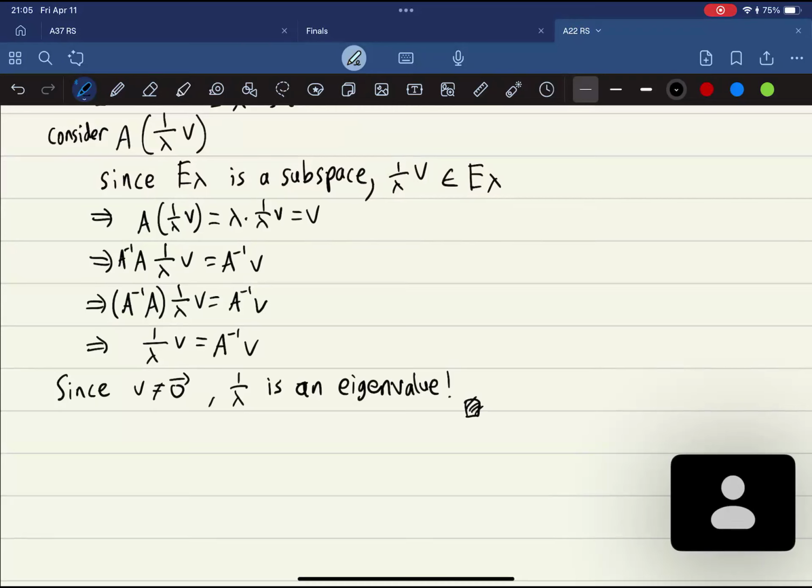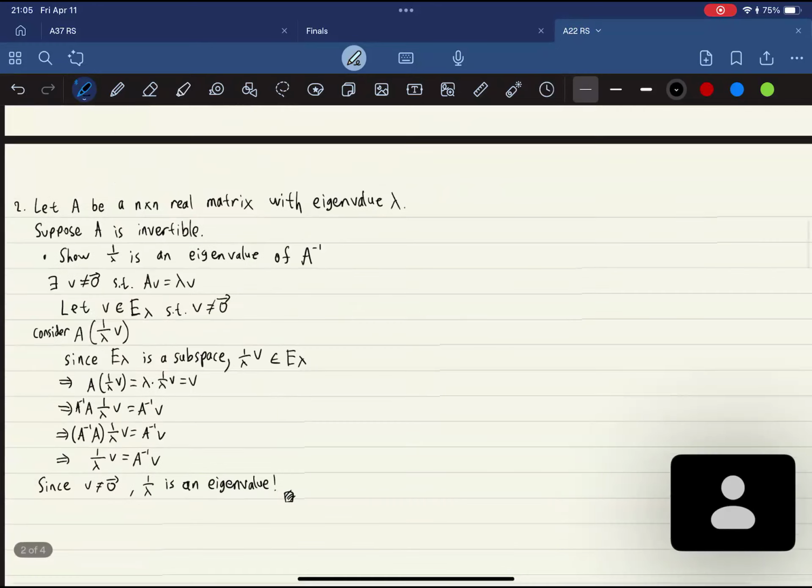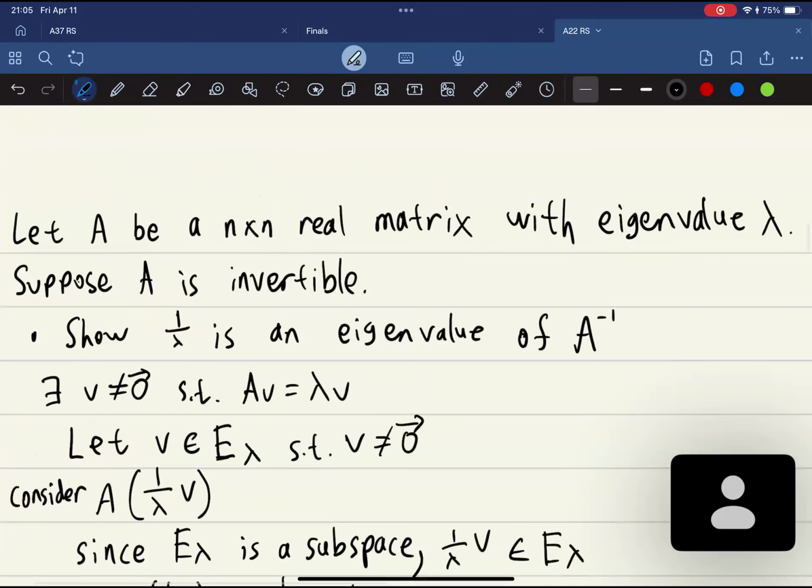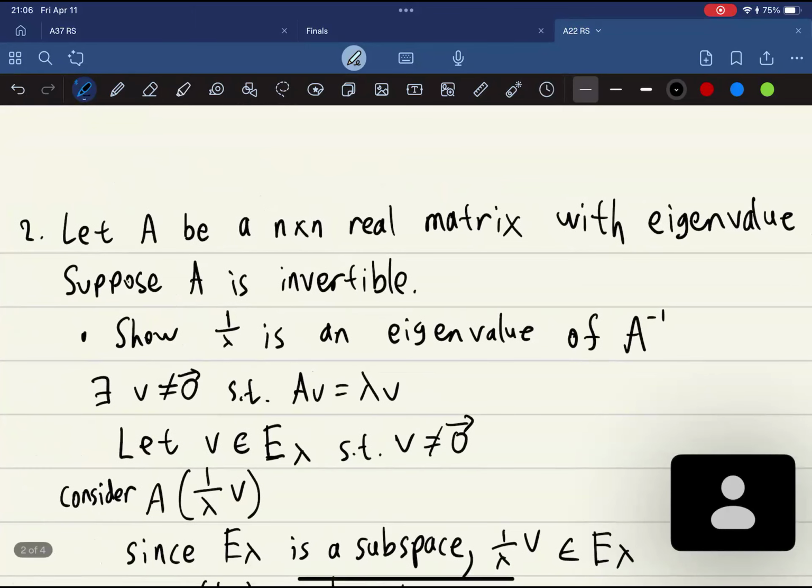Any questions? Doesn't A need to be linear? A is a matrix, so it will represent a linear transformation because it is a matrix.